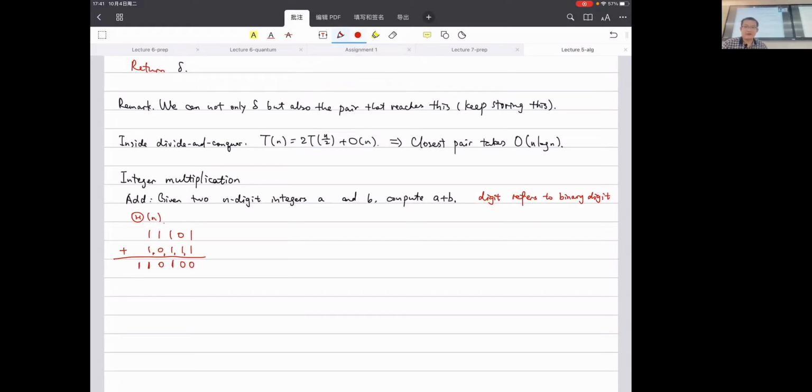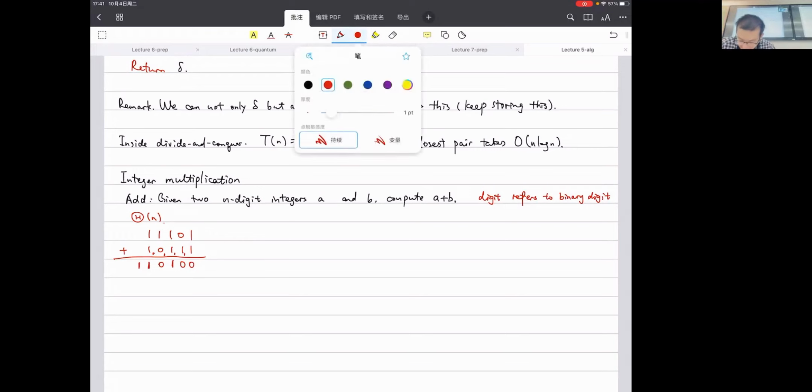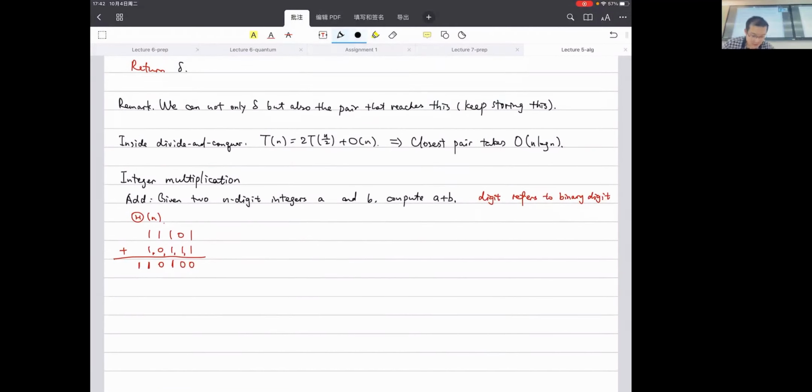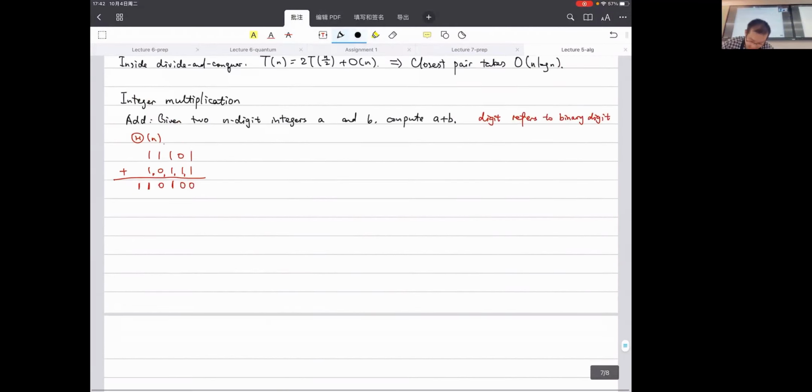Of course, there is a clear lower bound. You need to go through the number to do the addition, from the end to the beginning. The cost is just theta of n here. So this is relatively straightforward. But how about multiplication?